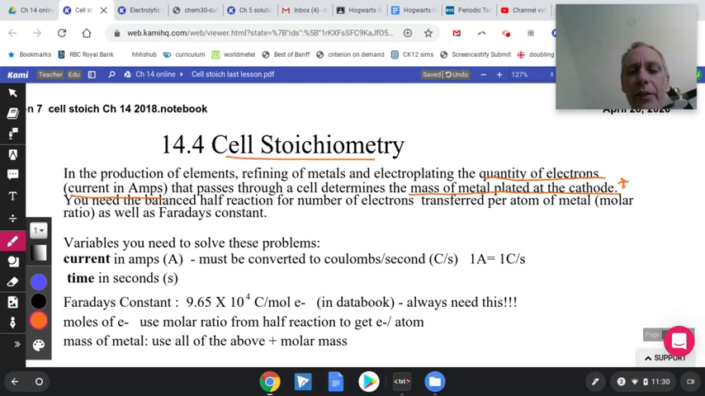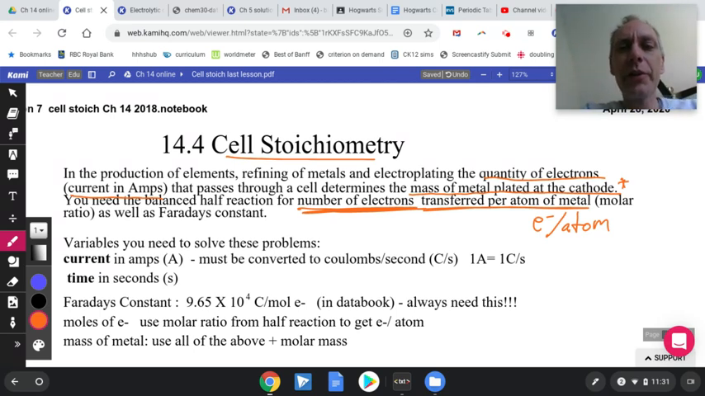So you need the half reaction because you are interested in this. You need to know the number of electrons that are being transferred per atom of metal. So it's like a molar ratio, but instead of a balanced chemical equation, it's just a half reaction. And it's an unusual molar ratio because it's the ratio of electrons to atoms that are being oxidized or reduced. So some things you must remember in chemistry, there's always those little topics where you have to remember some things and then you have to be able to apply them.